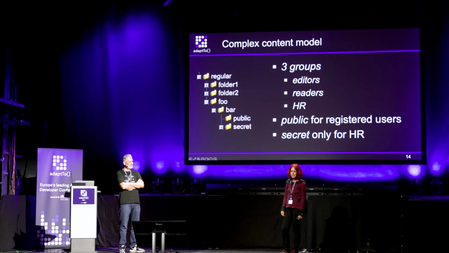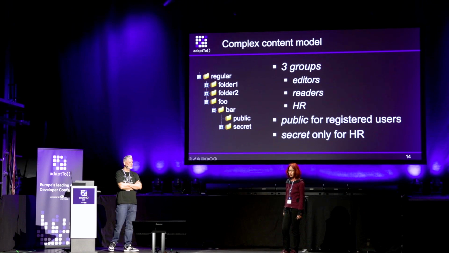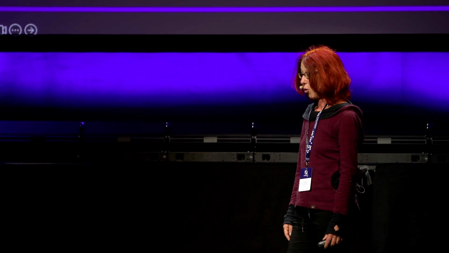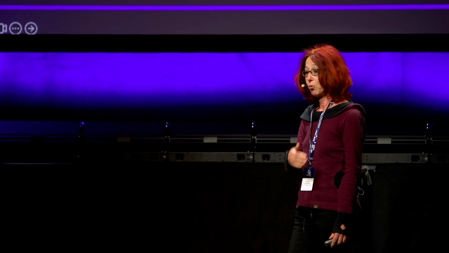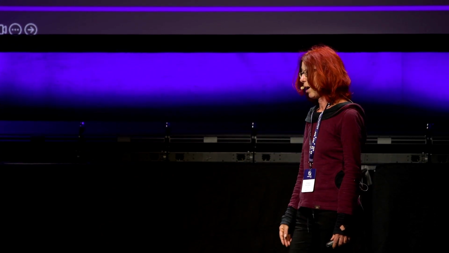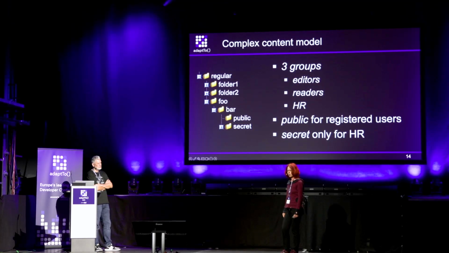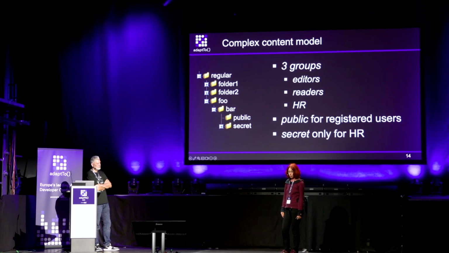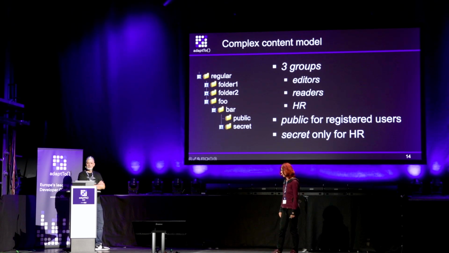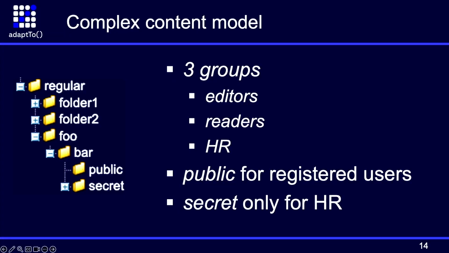a regular case that we see when we look at customer instances. We try to condense that into a more or less simplified version where you have a regular node, and then a subtree below, and in the very leaves of that subtree, you have a public folder and a secret folder. Just for the sake of the example, let's envision we have 3 different groups: editors, readers, and an HR group, and obviously those are getting to read the secret information. And we have that public folder that should be for everyone or for all registered users, depending on the use case. So this is our simplified setup.